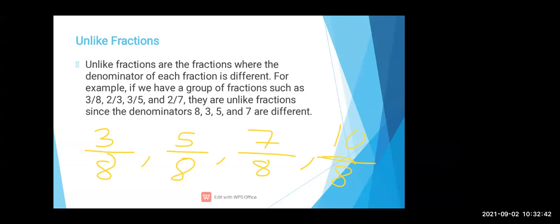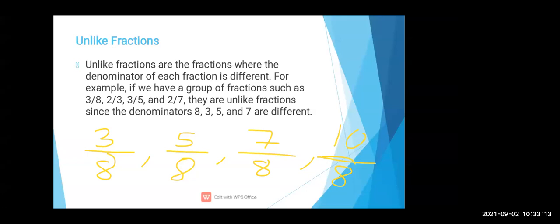क्यों ये like fraction है? How have you identified this is a like fraction? Very good, Purvaja. Very nice, Arohi. Because it has the same denominator. सारे denominator क्या है? 8, 8, 8, 8. Numerator अलग होने दो, but the denominators are the same. So that's why they are like fractions. So I hope I have cleared the difference between like fraction and unlike fraction.